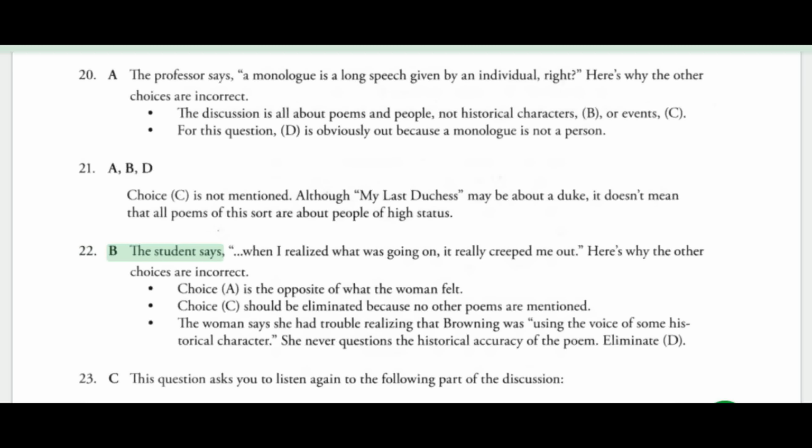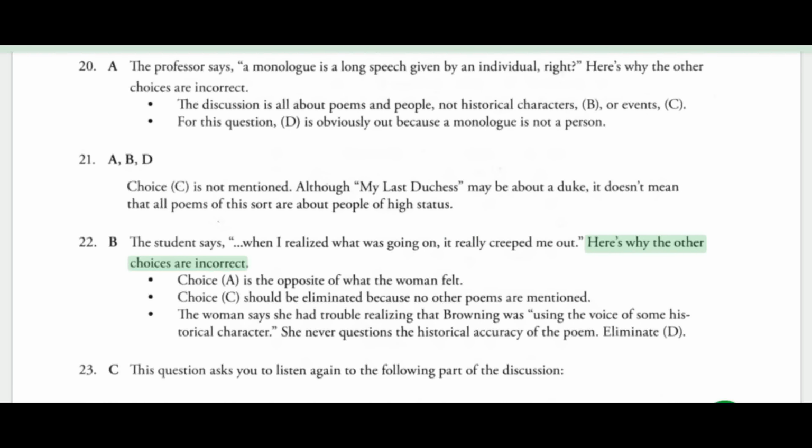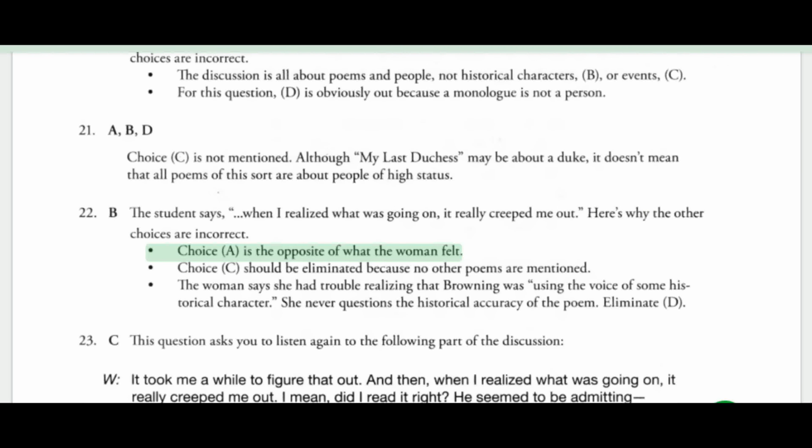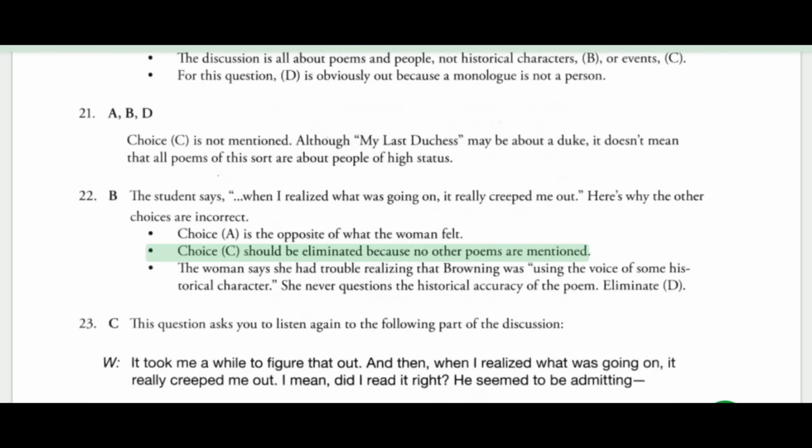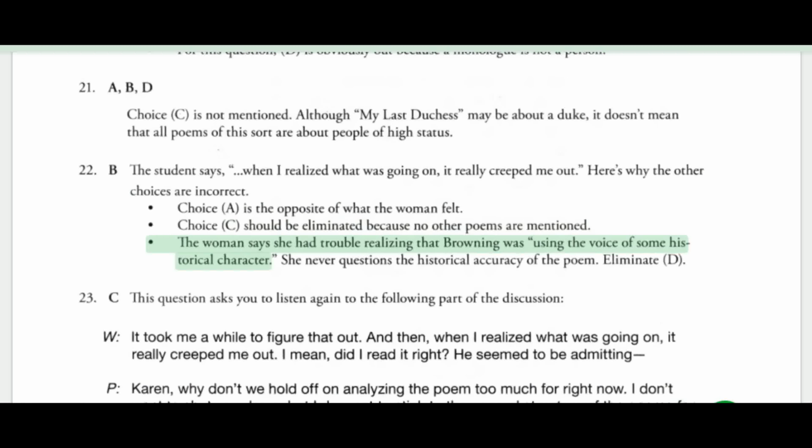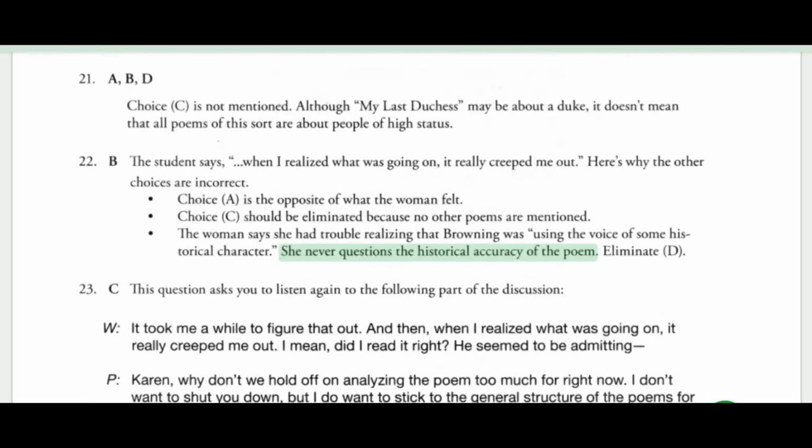22. B. The student says, when I realized what was going on, it really creeped me out. Here's why the other choices are incorrect. Choice A is the opposite of what the woman felt. Choice C should be eliminated because no other poems are mentioned. The woman says she had trouble realizing that Browning was using the voice of some historical character. She never questions the historical accuracy of the poem.